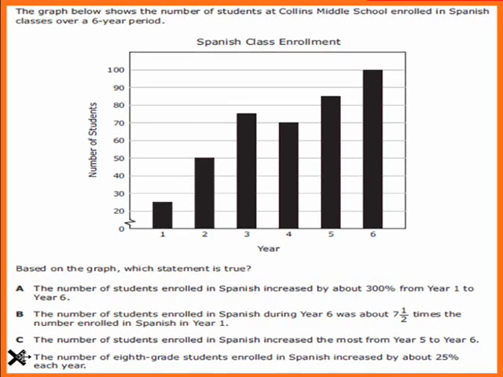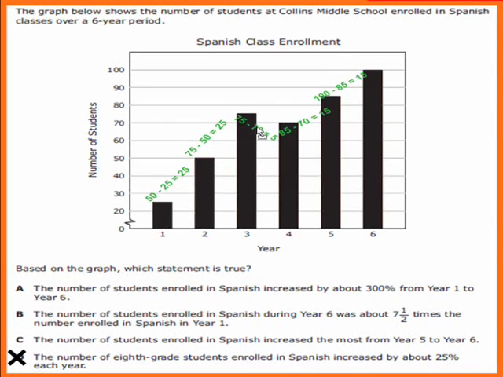If I look at C, it might be the next easiest one to check to see if it's true or not. It says the number of students enrolled in Spanish increased the most from year 5 to 6. Well, to make sure and see if it did increase the most, I need to look at the difference between each set of bars. So I've already done that, and I'm just pulling it over here to the screen for us.